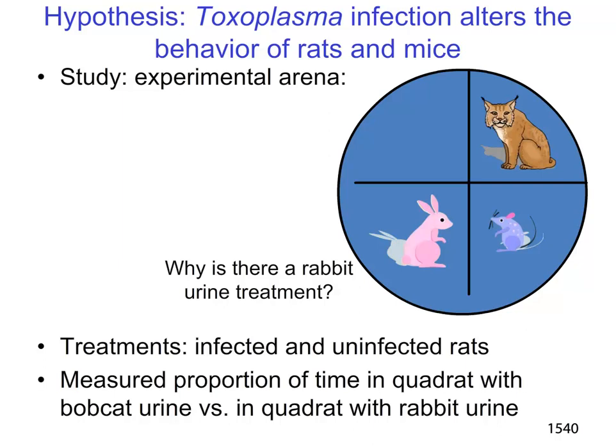So here's the question. Why was there a rabbit urine treatment? Well, they had to make sure that the parasite that was affecting the mice, so they'd go after the bobcat, because rabbits, of course, are not actually predators. They're fluffy little herbivores, and they wanted to know whether or not the parasite would make them go towards urine at all, or specifically bobcat urine. So make sure that makes sense.